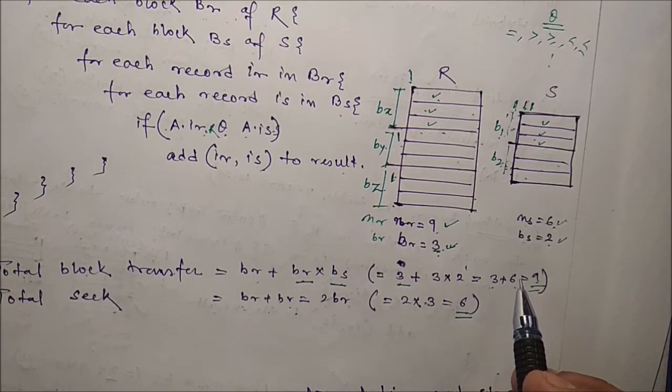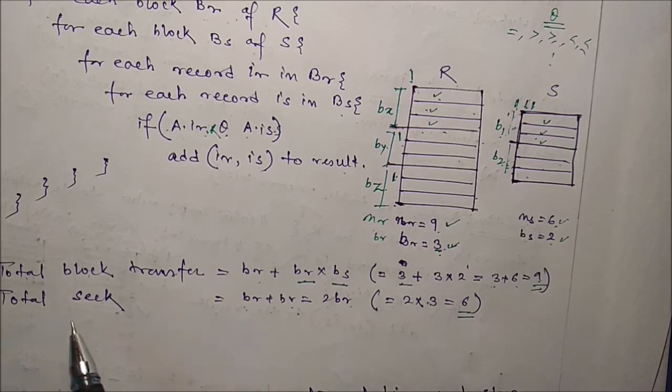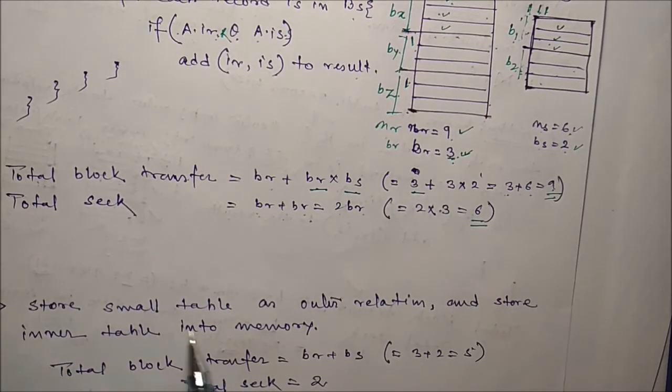Are you getting this one? So the total block transfer is 9. Total seek time is 6. Next, if store smaller table as outer relation.